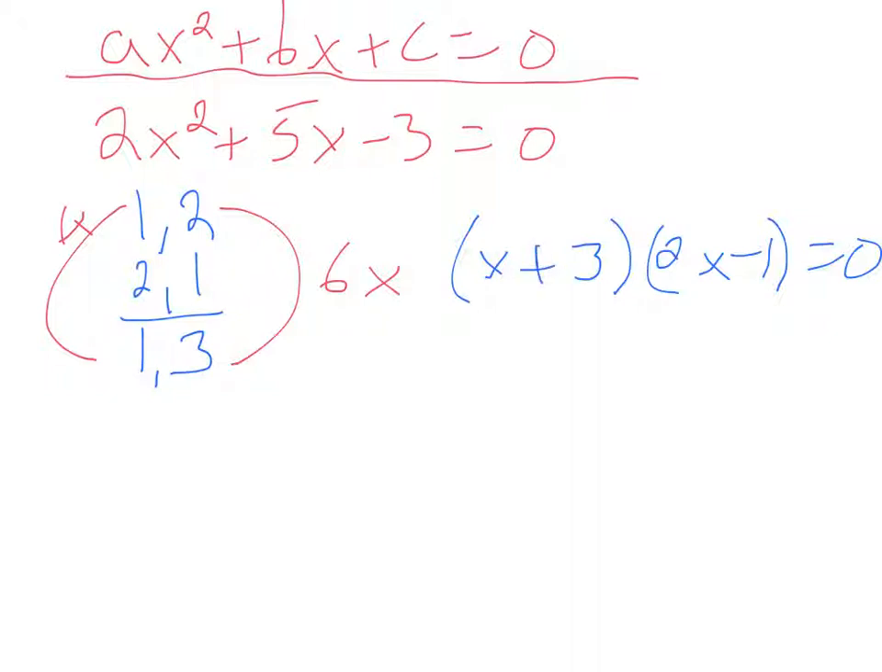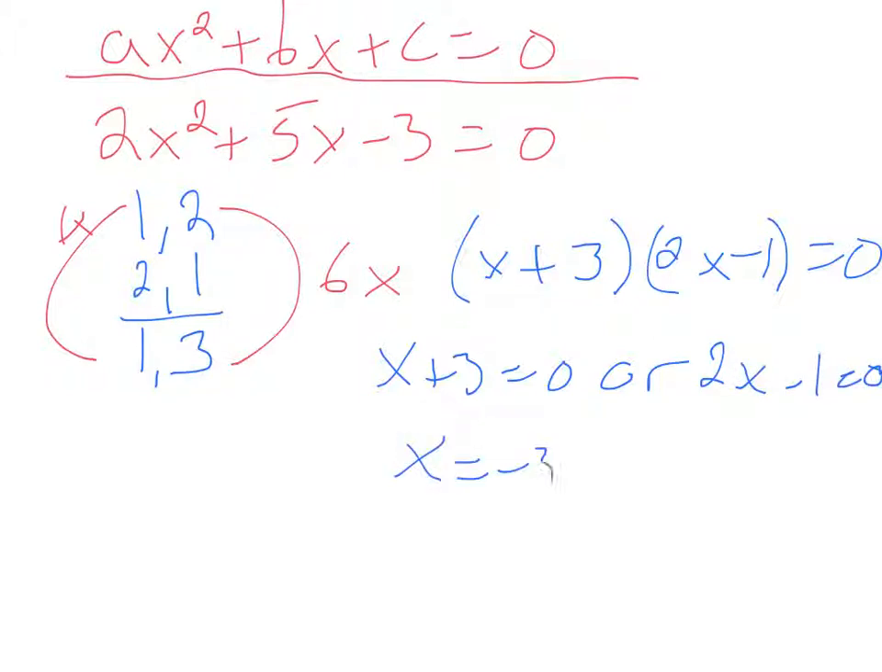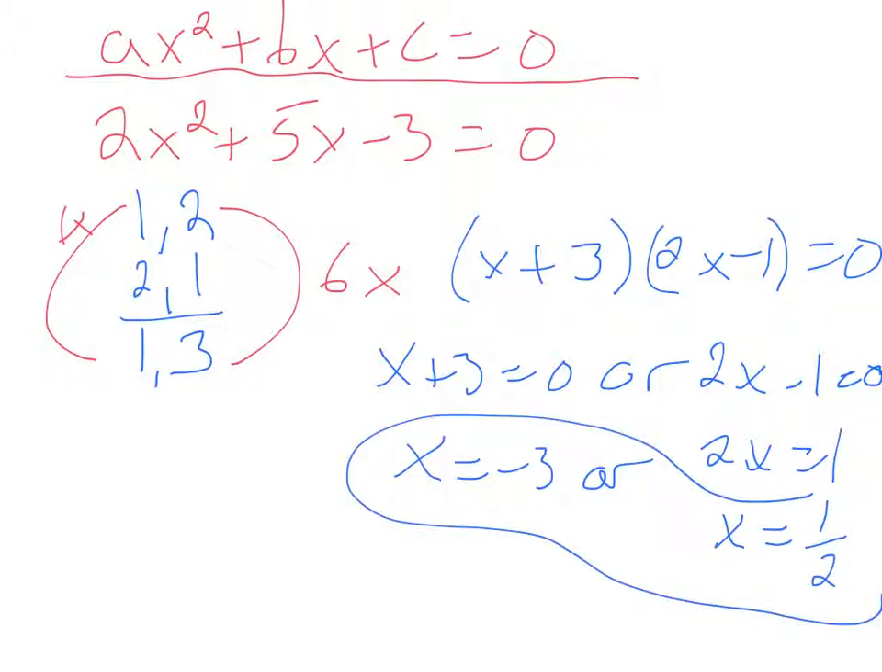So, we factor it out now, and we're going to finish up using the same strategy we did before. We know that if a times b equals 0, that either a or b has to equal 0. So that means, in this case, x plus 3 has to equal 0, or 2x minus 1 has to equal 0, right? So x has to equal negative 3, or I'll get 2x equals 1, so x equals 1/2. So those are my 2 possible solutions, negative 3 or 1/2 here.